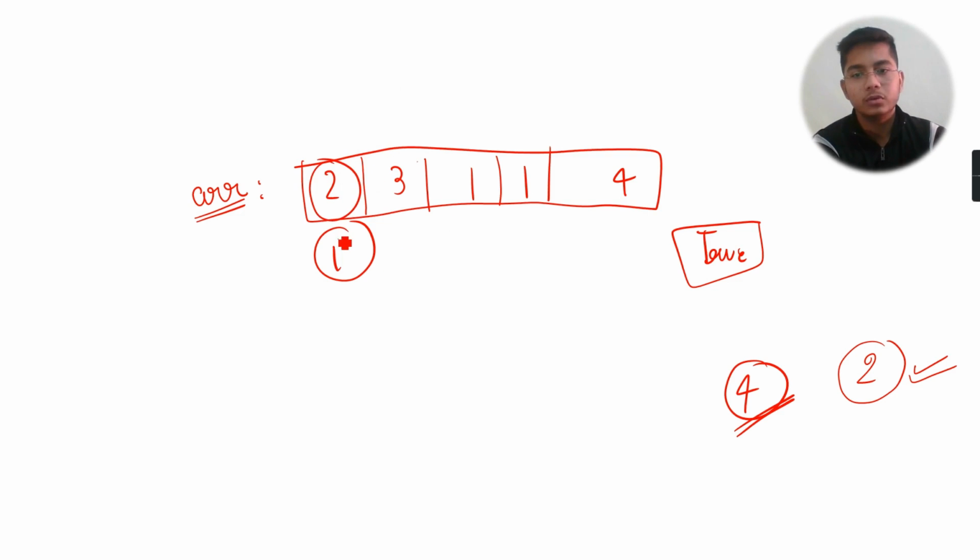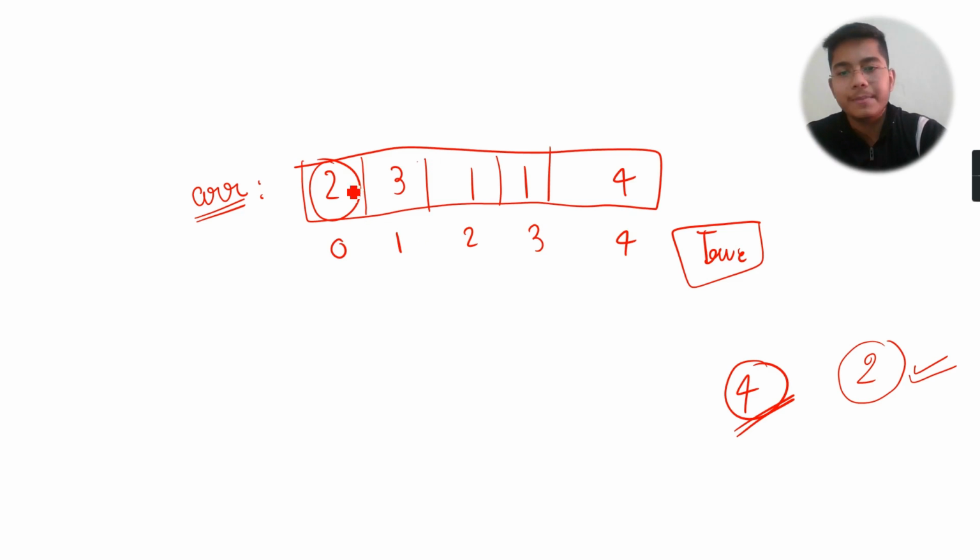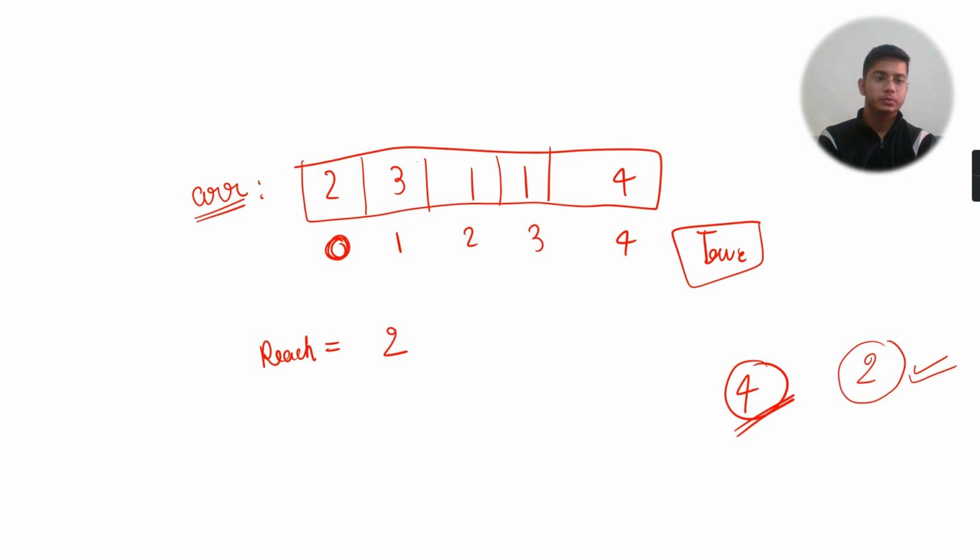After that, from this position, let me write the index 0 1 2 3 4, right? So if I'm having 2, and let's say reach will be the limit of the purse that I'm having, right? So initially I'm at index 0 and I'm having a reach of 2, that I can jump to. So what will be my maximum reach? My maximum reach will be index 2. I can reach index 2, right?